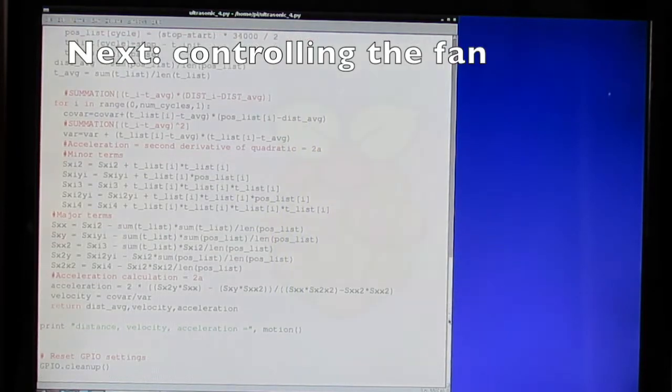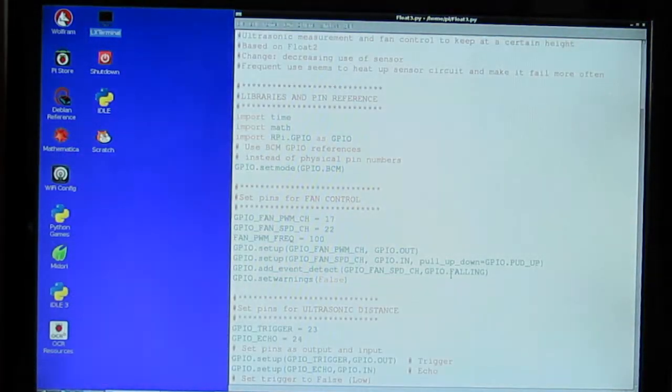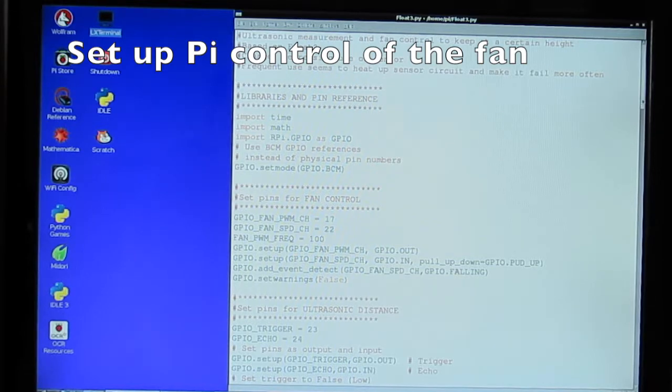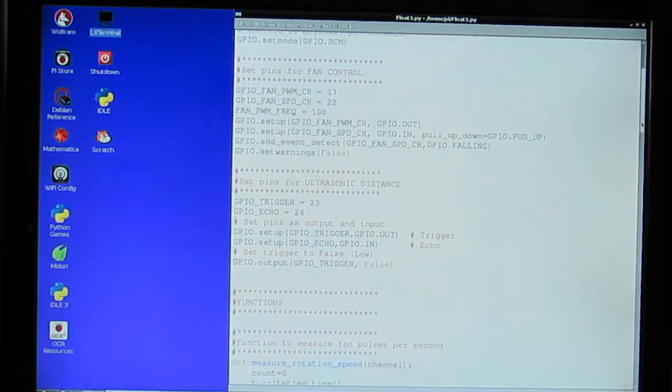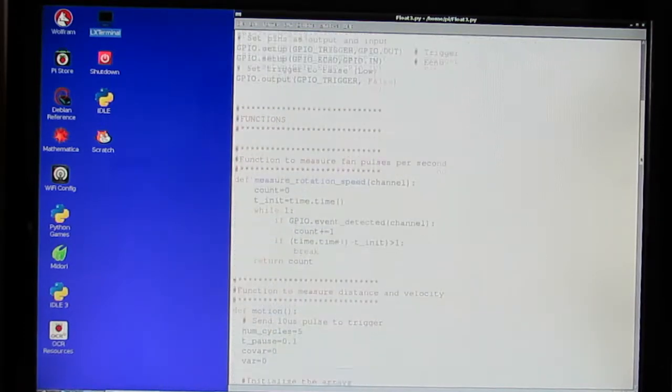Controlling the fan is pretty cool. This four-wire fan is controlled by modulating the pulses sent to it. In other words, pulse width modulation. The fan also sends back to the Pi a measure of how fast it is turning.